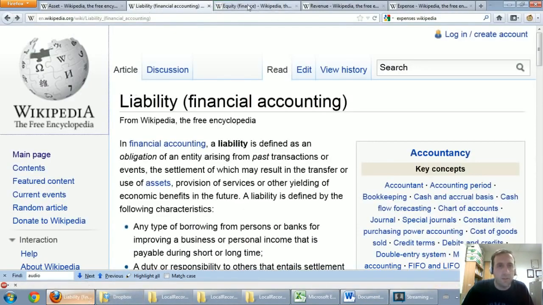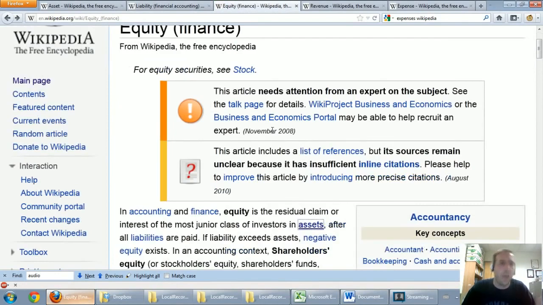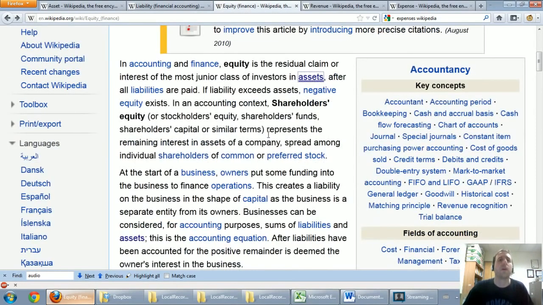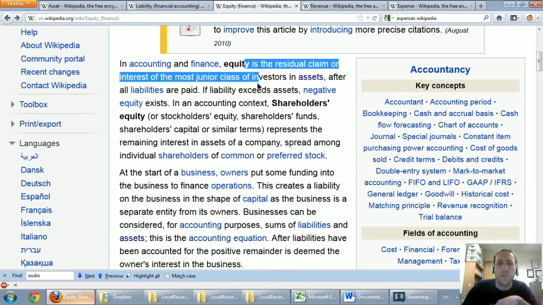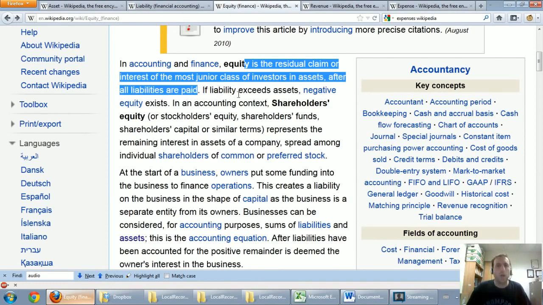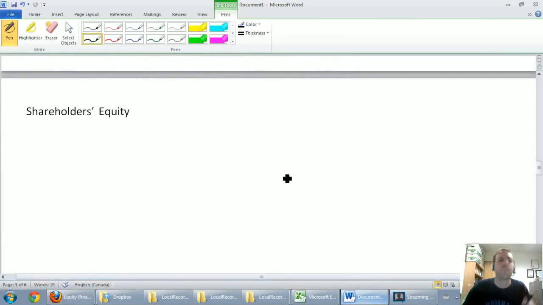Let's read the definition off of Wikipedia. They say equity, we're going to call it shareholders' equity. It says, in accounting and finance, equity is the residual claim or interest of the major junior class of investors in assets after the liabilities are paid. Blech. What a mouthful. I always hate the way text, and well, in this case Wikipedia, defines equity. I think an easiest way to think of equity is actually to think of home equity, and I'll explain.